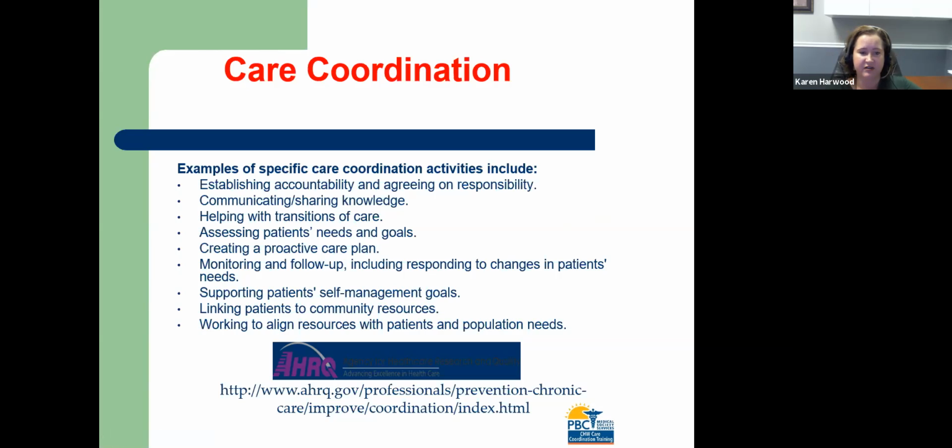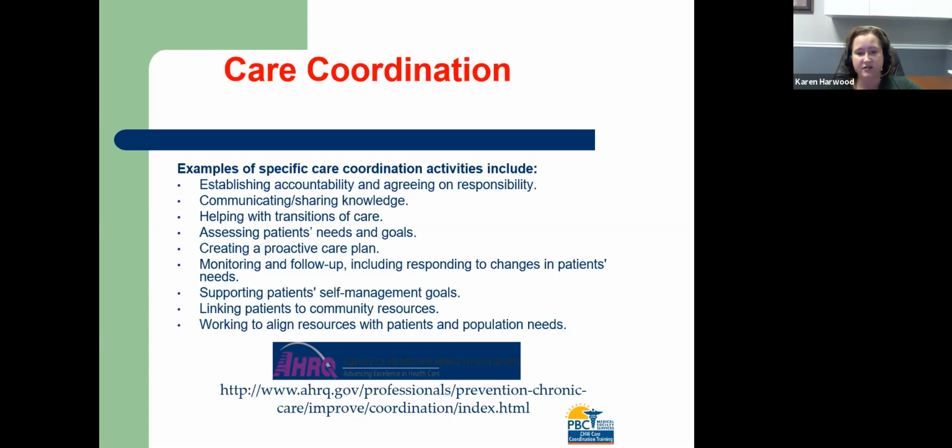So these are examples of how we coordinate care for patients: establishing accountability and agreeing on responsibility, communicating and sharing knowledge, helping with transitions of care, assessing patients' needs and goals, creating a proactive care plan, monitoring and follow-up, including responding to changes in patients' needs, supporting patient self-management goals, linking patients to community resources, and working to align resources with patient and population needs.